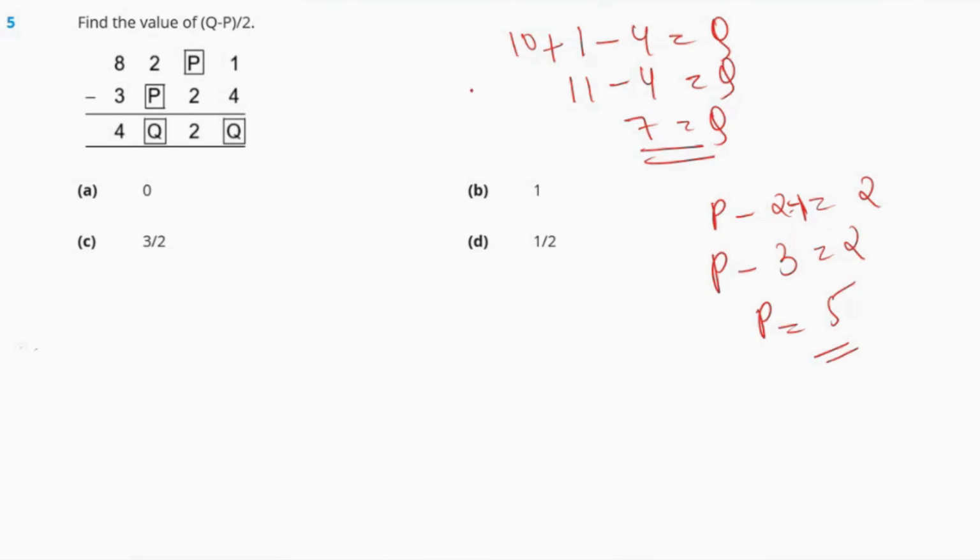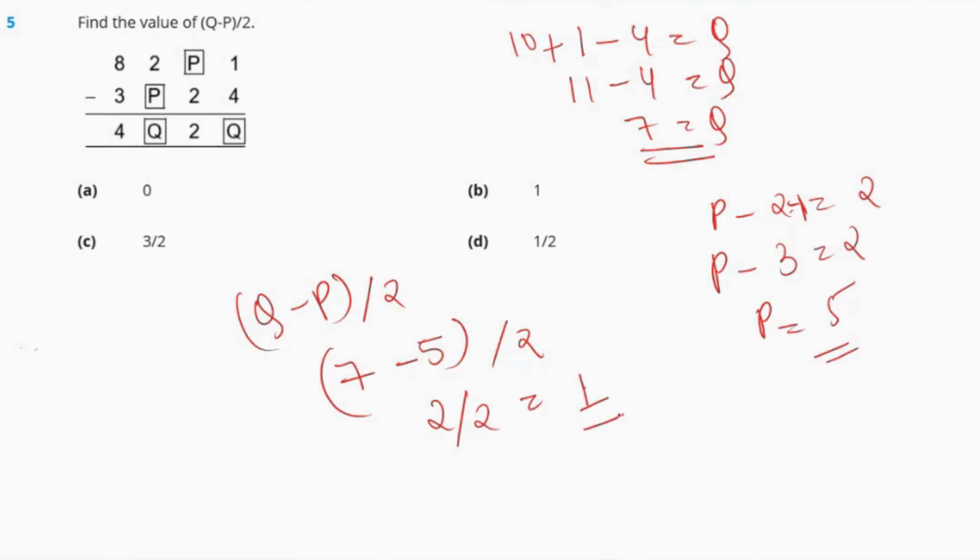Now, since we have got the values of p and q, let us substitute it in this equation and we'll find the final answer. So q minus p whole divided by 2 will be, value for q is 7 minus value for p is 5 whole divided by 2. So this will be 2 divided by 2. So the final answer will be 1, right? Therefore, the right answer to the question is option B.